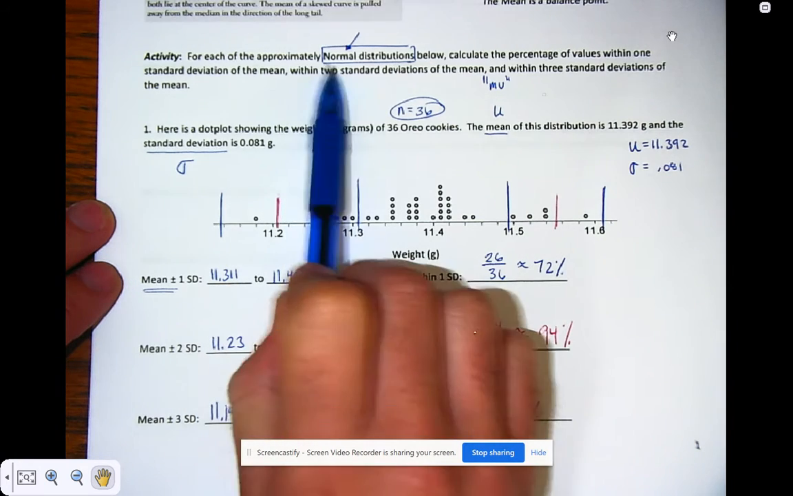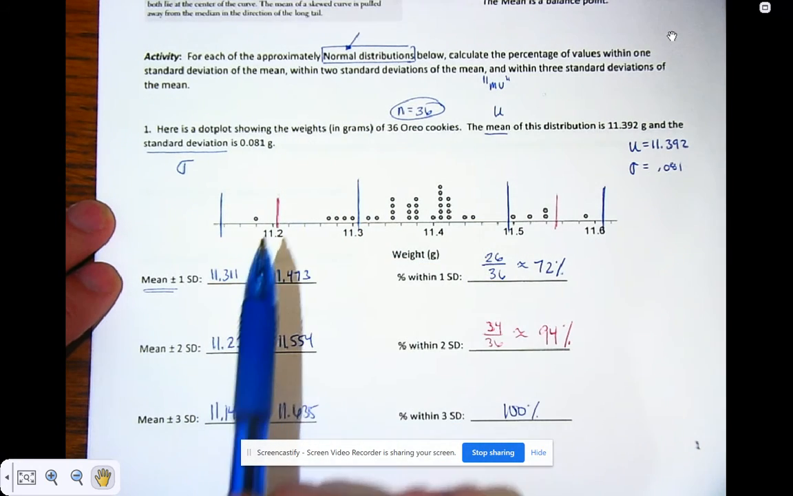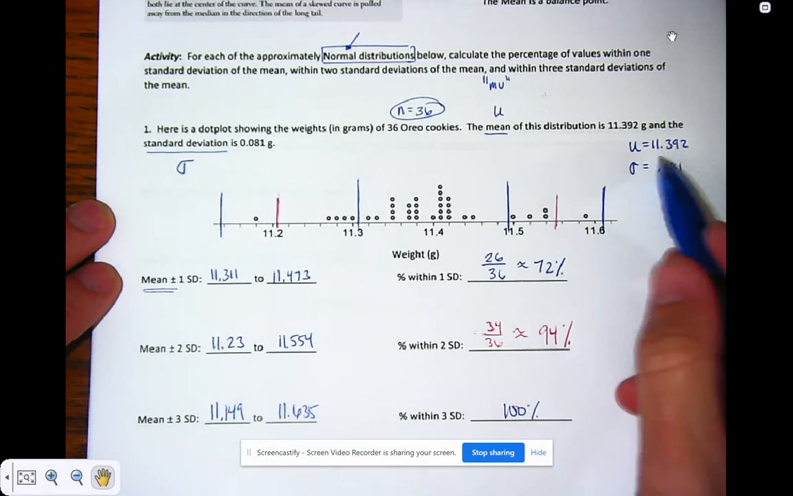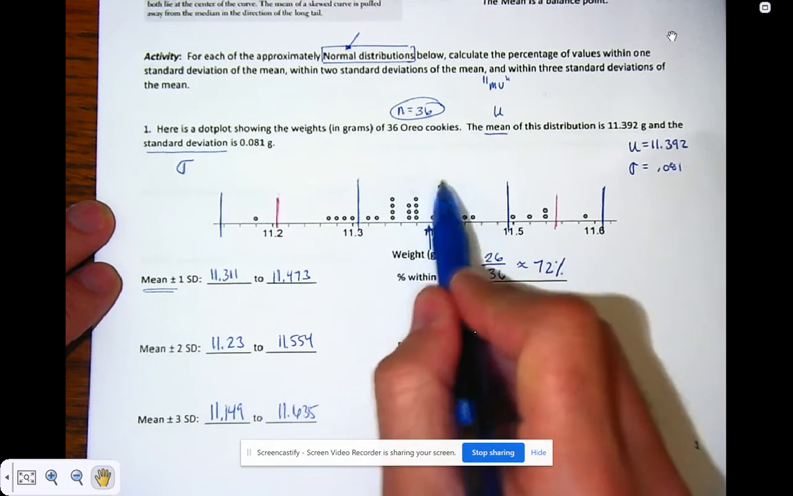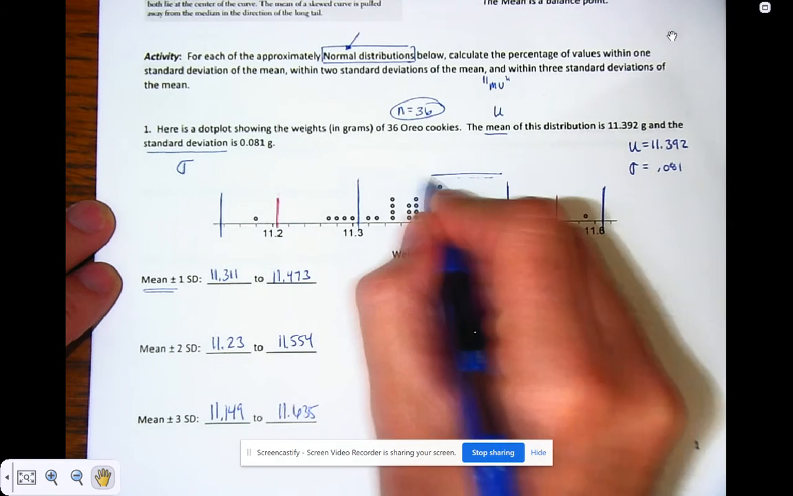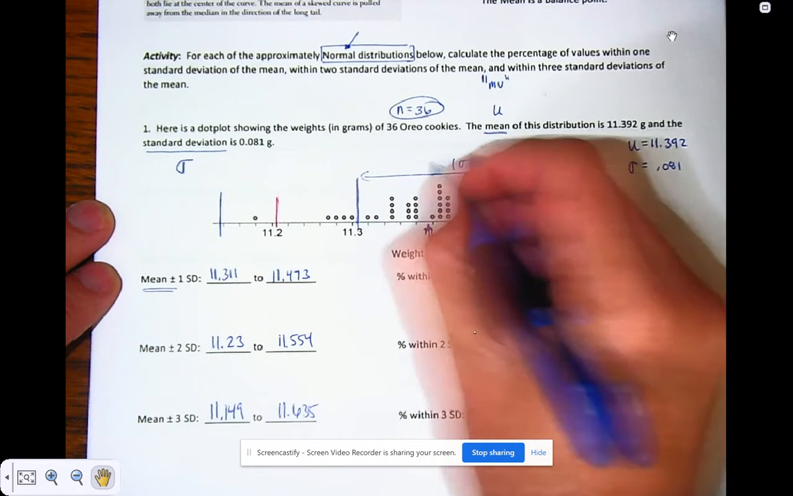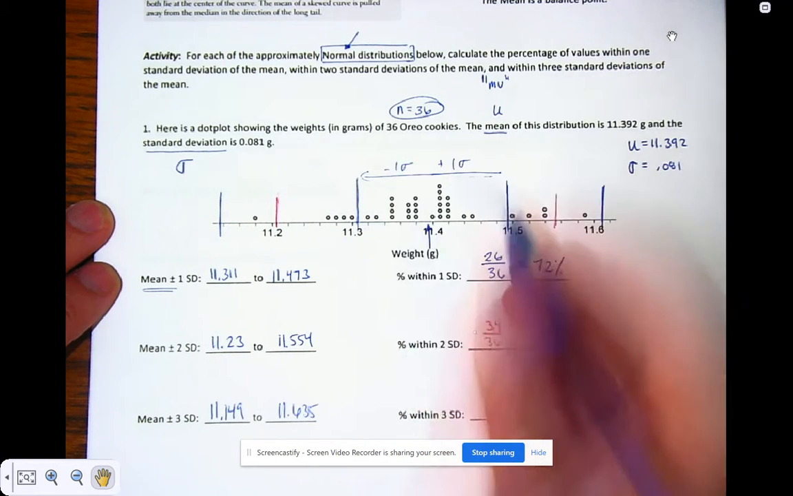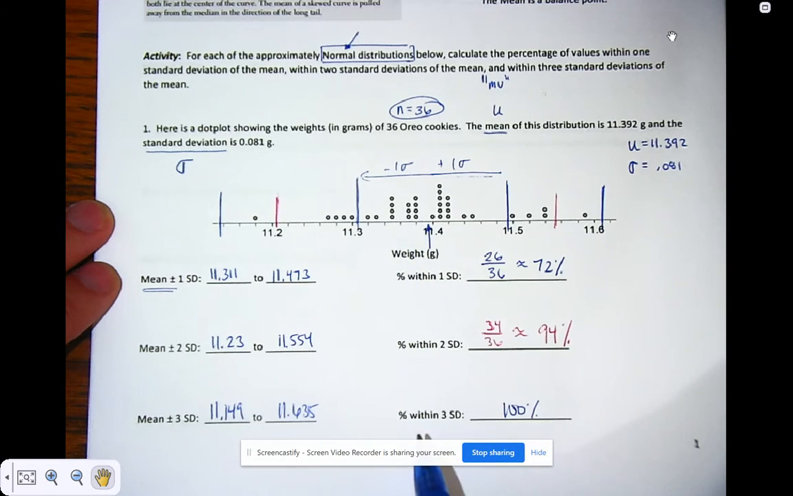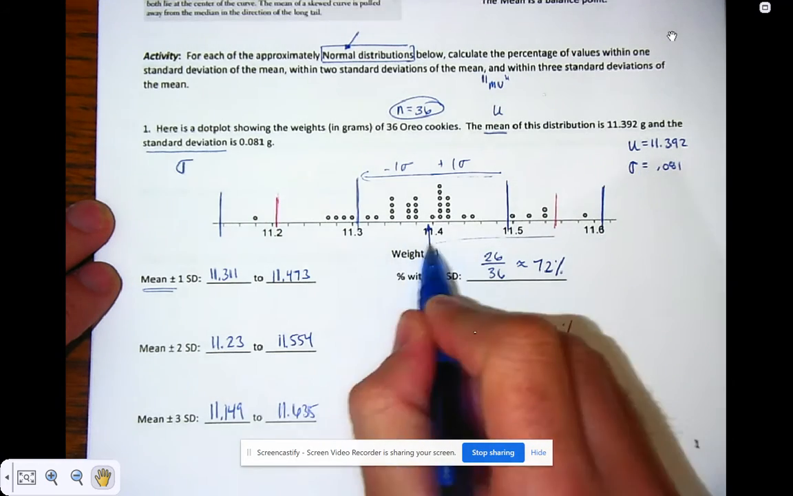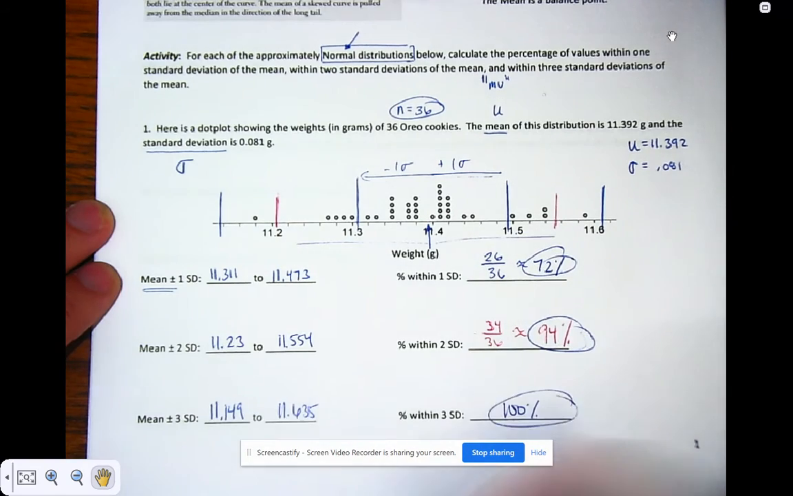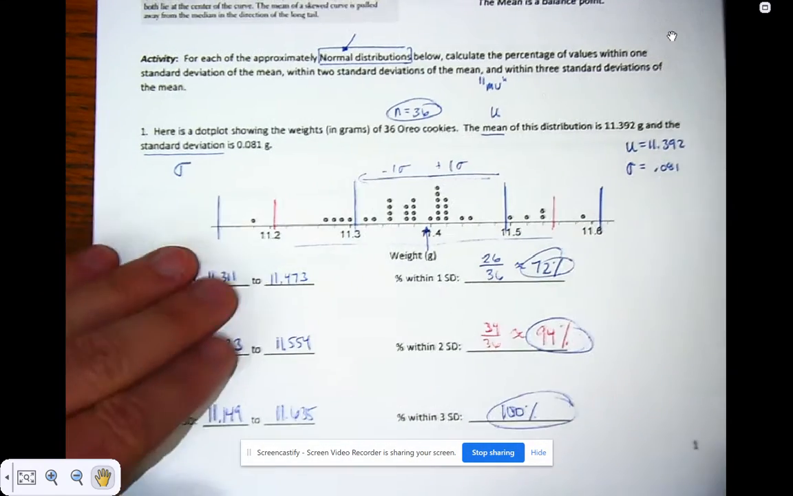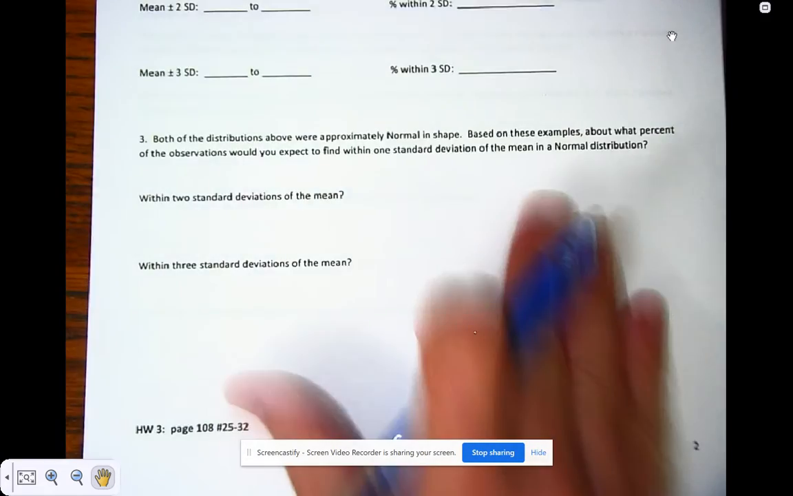Well, I haven't given you the exact definition yet, but so far what we've done is we've said, look, our mean is right around here. Okay. And if we go out 1 standard deviation each direction, plus and minus, we capture around 72%. If I go out 2 standard deviations, it looks like I capture 94%, and 3, I capture all of the data. Okay. All right. So let's just kind of solidify this one more time.